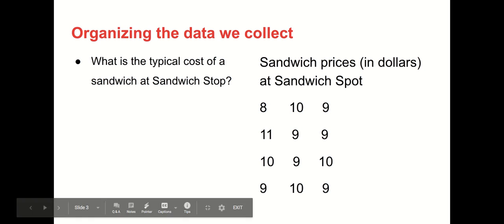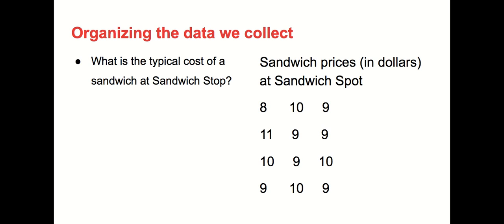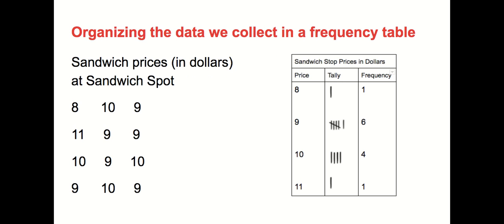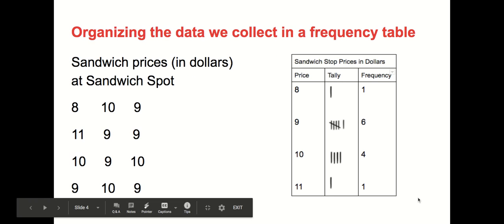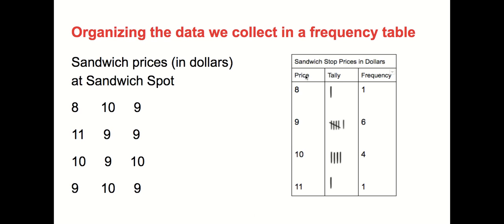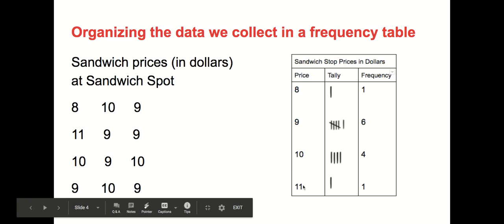And it's hard to tell what's the typical cost of a sandwich when the numbers are displayed like this. So we start off by making a frequency table. And so we make our table with 3 columns. The first column is the price of the sandwiches. They're all either $8, $9, $10, or $11. So I have the 4 prices here.